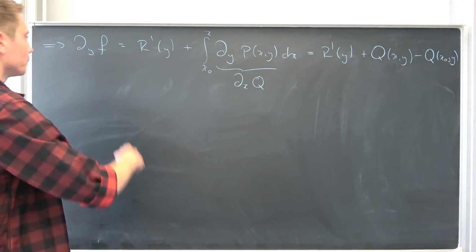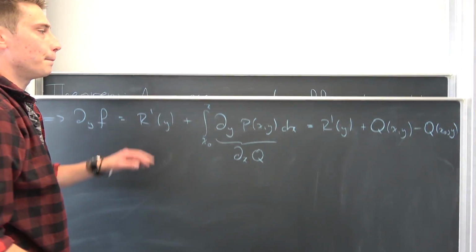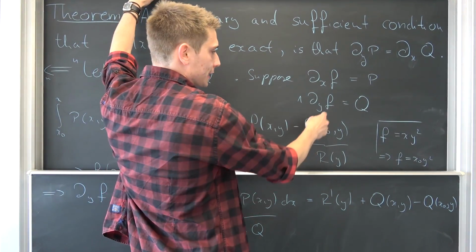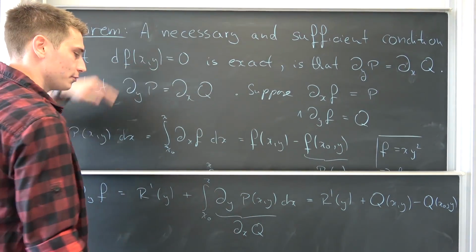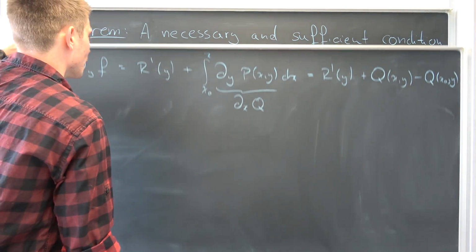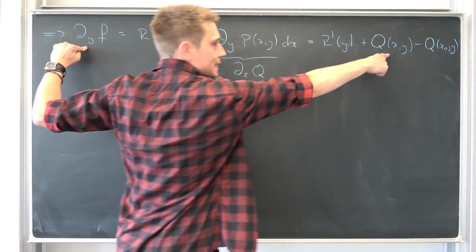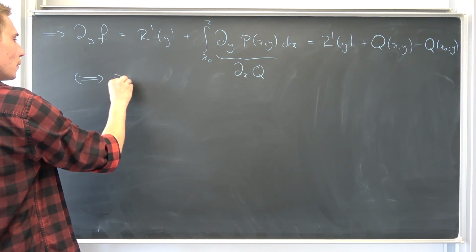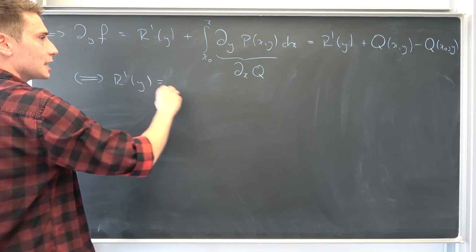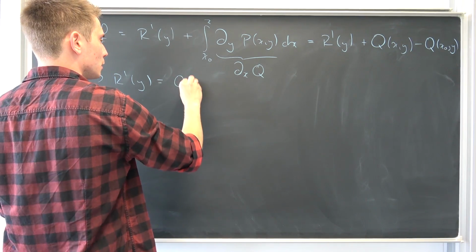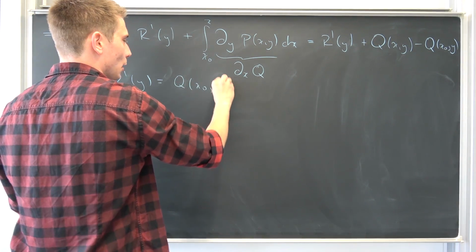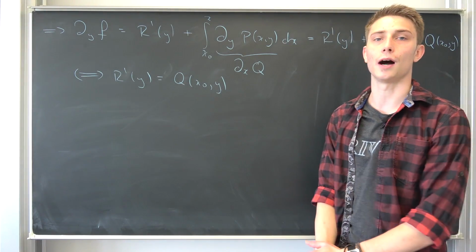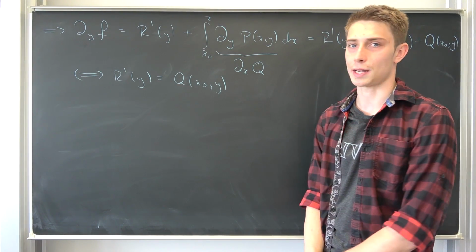Now, what is del y of f? By our assumption, we were supposing that such a function actually exists. Del y of f is nothing but q of x comma y, meaning this thing is the same as that. We can cancel it out on both sides. Meaning overall that r prime of y is actually nothing but q of x0 comma y. Now we have actually found out what the derivative of our r with respect to y actually is.